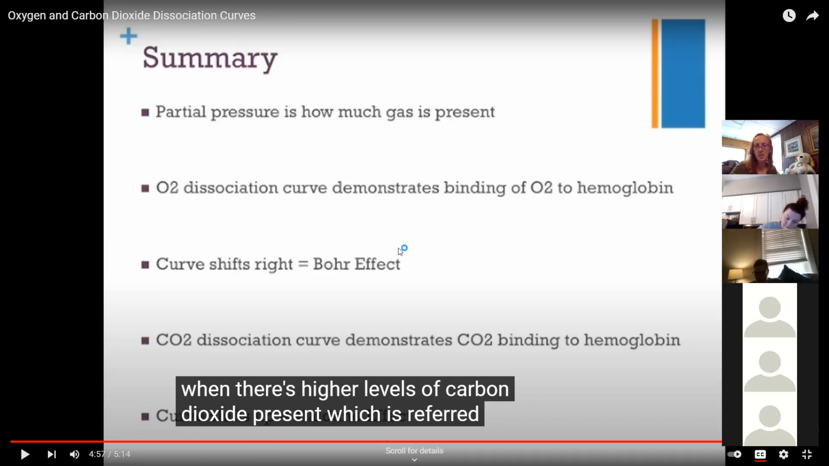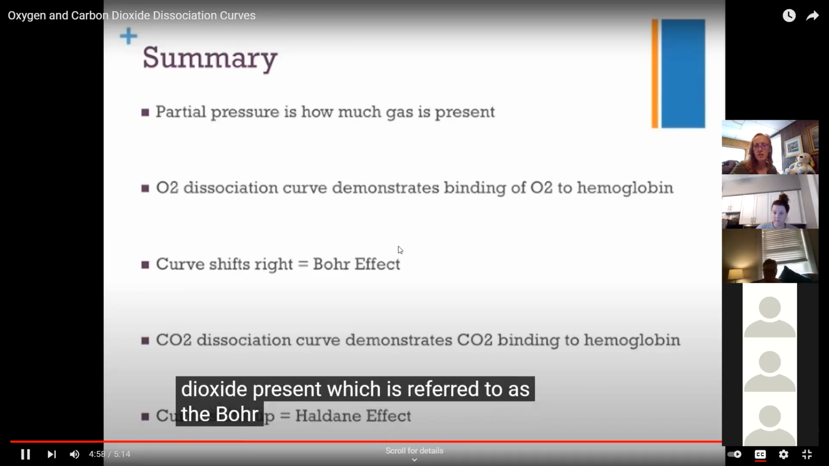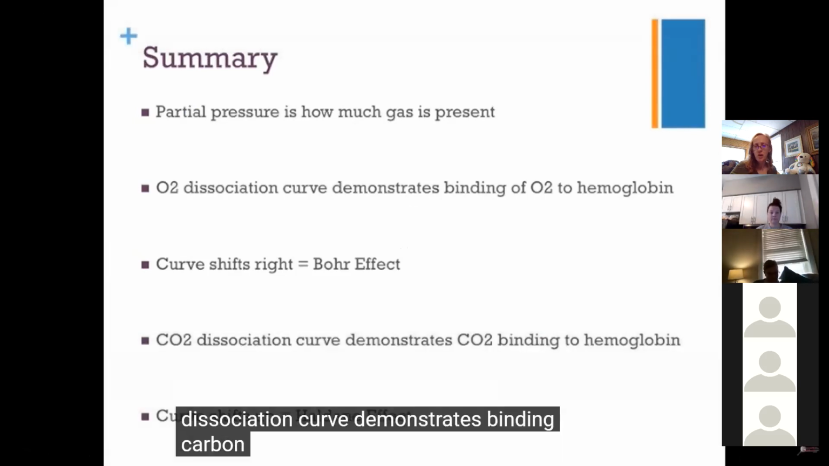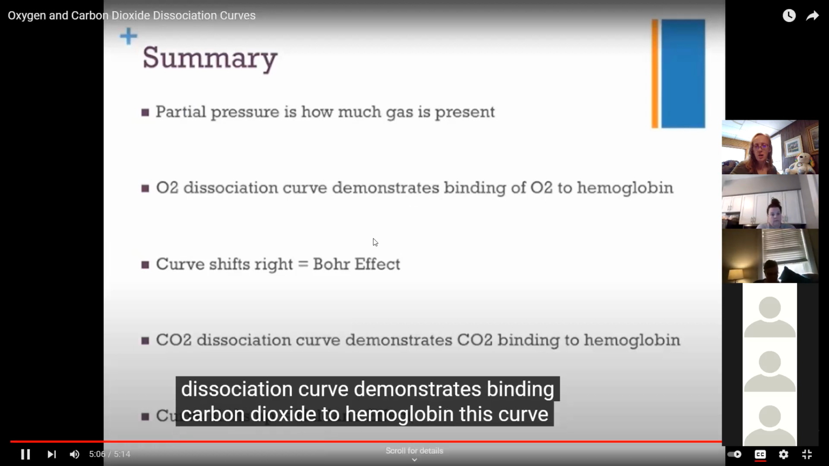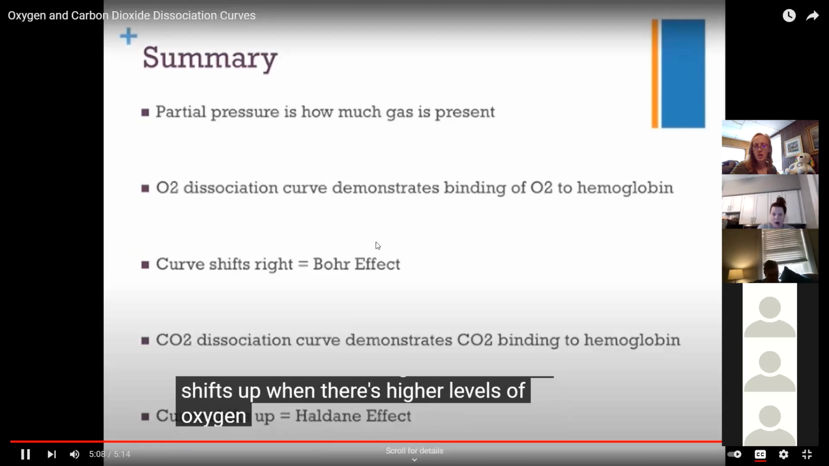We'll see that in a second also. The carbon dioxide dissociation curve demonstrates binding of carbon dioxide to hemoglobin. This curve shifts up when there are higher levels of oxygen present, which is referred to as the Haldane effect.